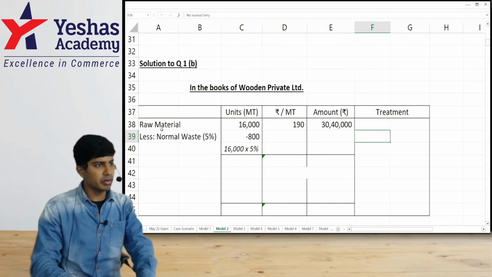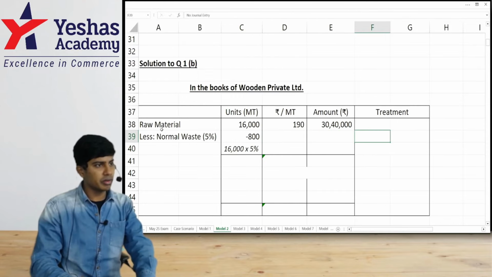This will only increase the cost of good unit. So how will it increase? I'll show now. 16,000 units has been input into the system. 800 units is normal loss. So output will be 15,200 and 15,200 units cost will be same, 30 lakh 40,000.